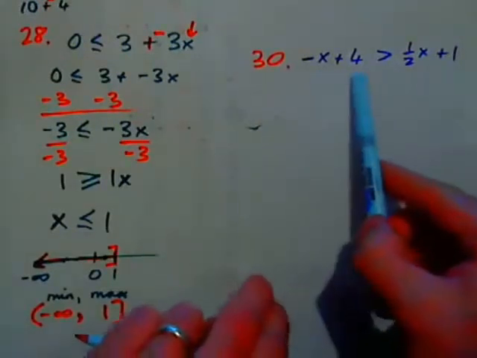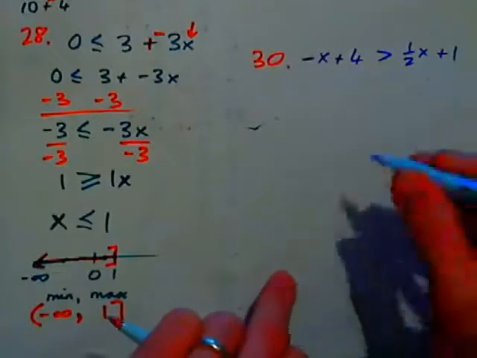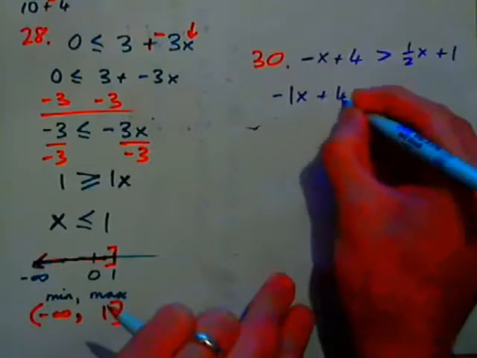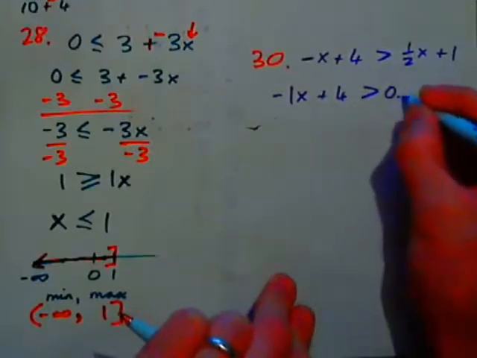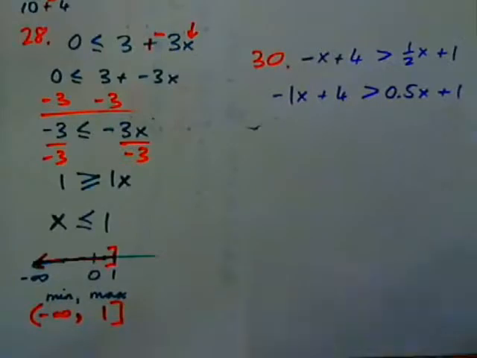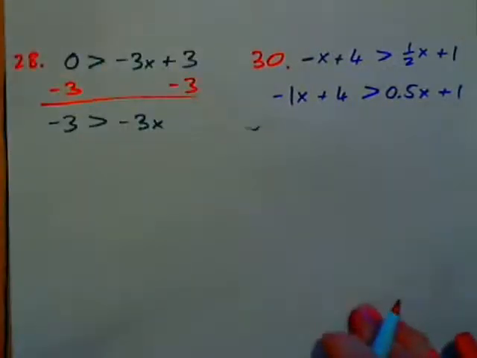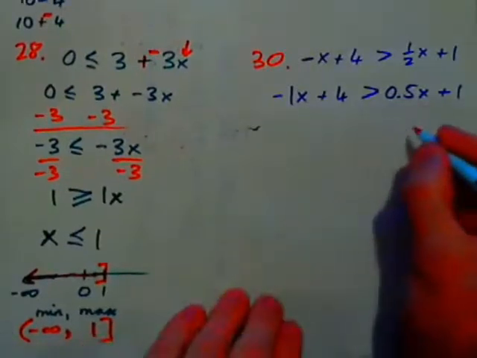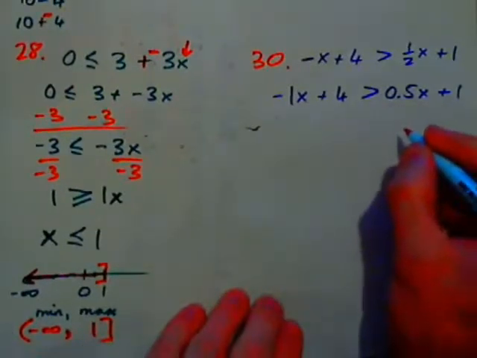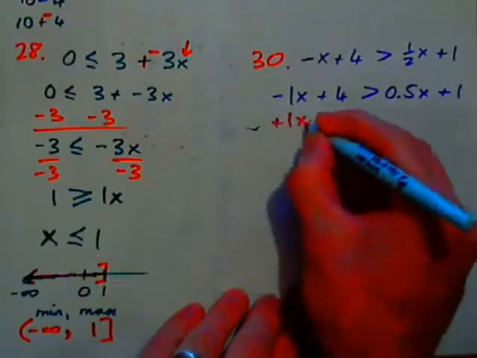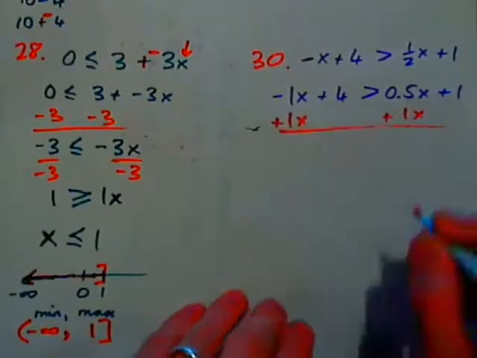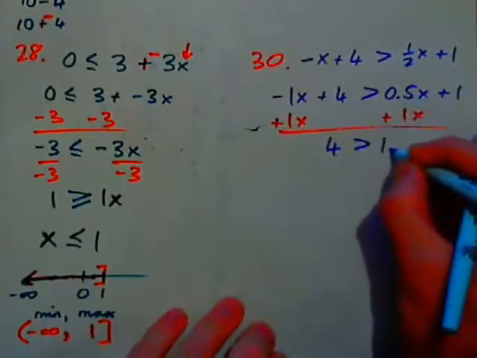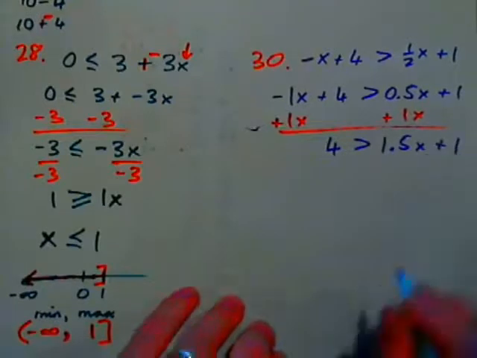How about question 30? Negative x plus 4 is greater than a half x plus 1. Let's do this with decimals. Negative x is negative 1x, plus 4 is greater than 0.5x plus 1. Let's go ahead and add 1x to both sides, if you like. And get 4 is greater than 0.5 and 1 makes 1.5x plus 1.